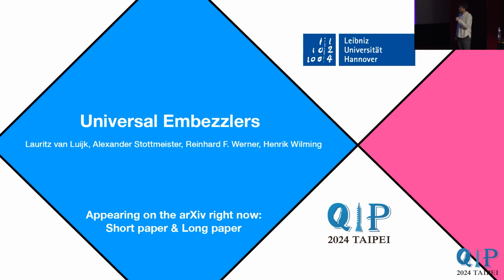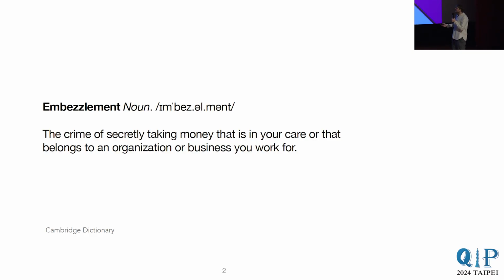So let's get started. As the title suggests, this talk is about embezzlement of entanglement. For those of you who, like myself, are not native speakers, maybe you haven't heard the term embezzlement before. So let us briefly take a look at what this actually means. The Cambridge Dictionary says that embezzlement is the crime of secretly taking money that is in your care or that belongs to an organization or business that you work for.